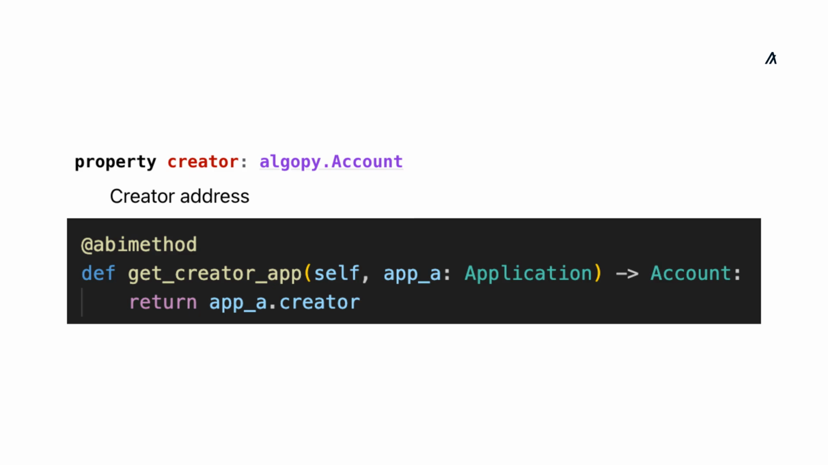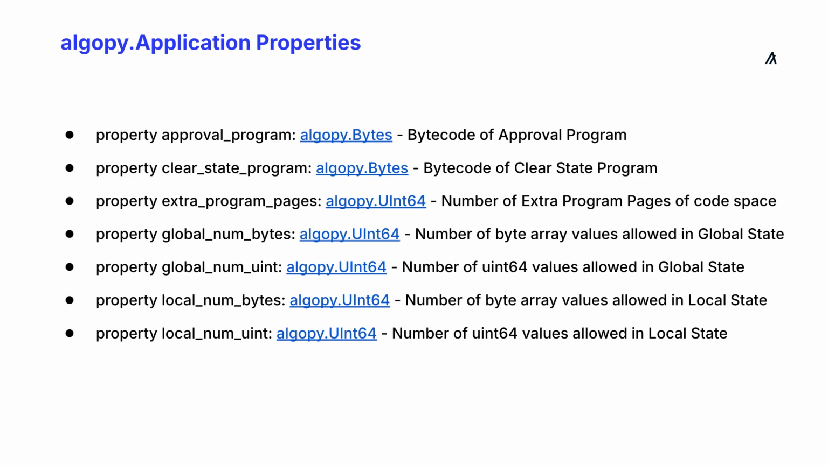The creator property returns the smart contract creator address. There are also other properties available for the application reference type, so pause the video if you would like to see what they are.